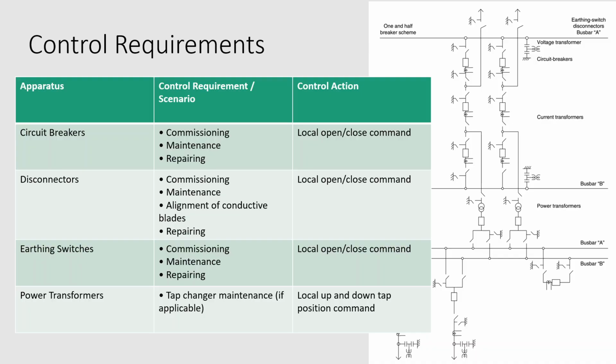And when it comes to power transformers, sometimes it goes a little beyond this operation and maintenance, because sometimes you have tap changing transformers, right? The control unit will send commands to automatically raise or lower the tap position. So automatic tap changing is also facilitated through the control and monitoring system, or the substation automation system.